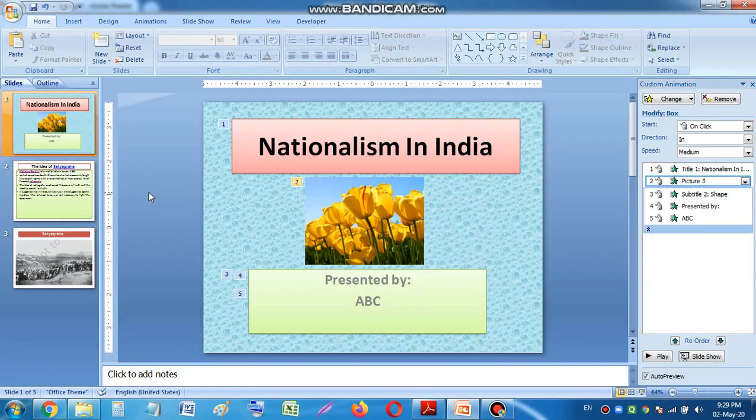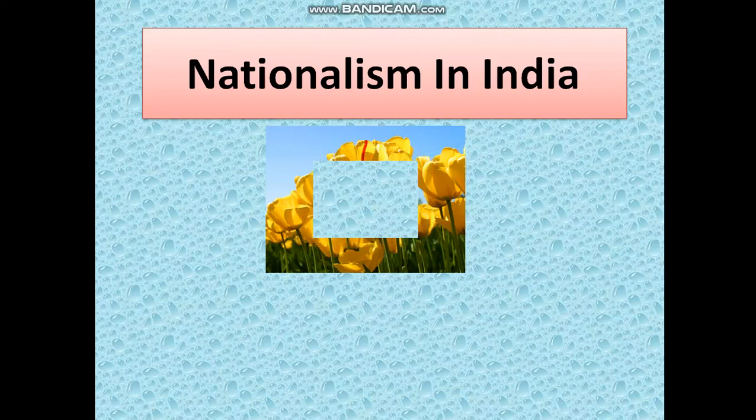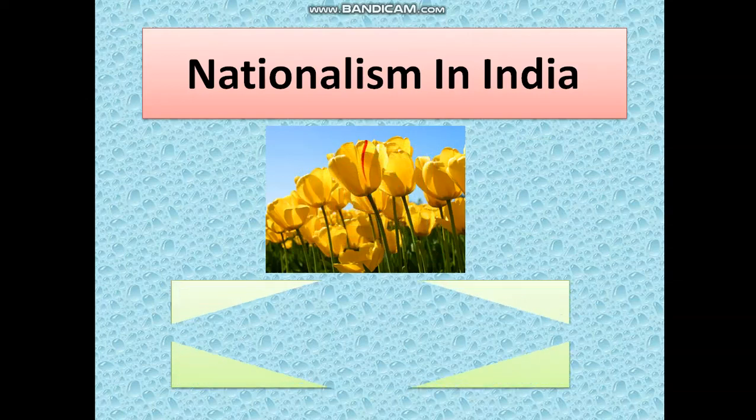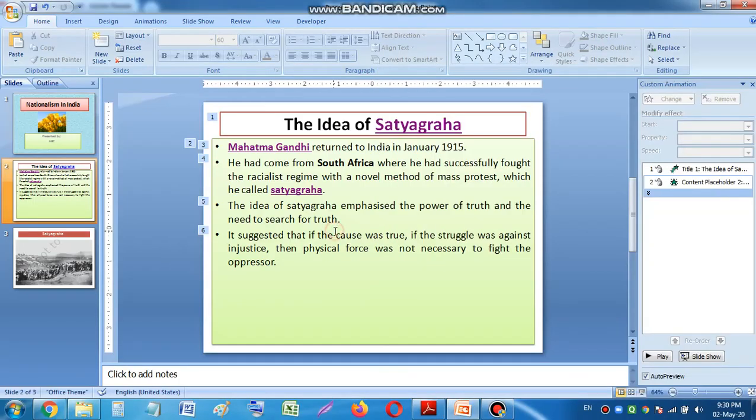Now press shift 5 and then click. Nationalism in India is coming. Then the image is coming, then the box will come, and then presented by will come, and then ABC. So that is the thing we can do. You can make as many slides, as many pages as you want. No need to worry, and you can find images and different types of things which are available for the student. You can download the videos also.